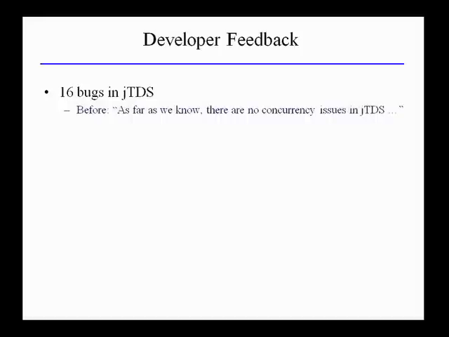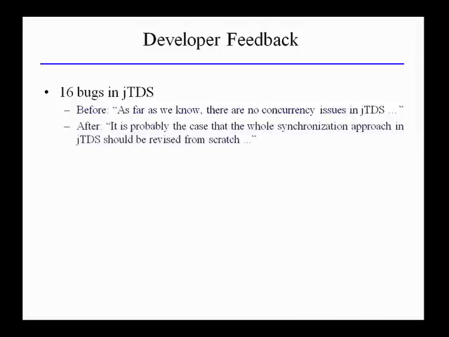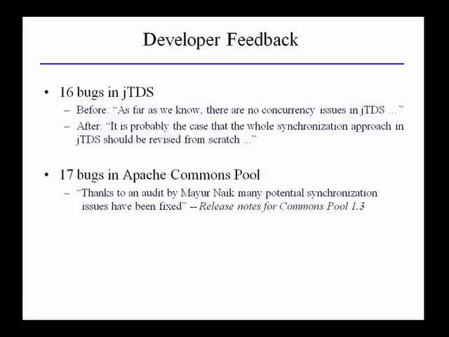Okay. All right, so developer feedback. In JDTS, before we started this, we contacted them, and they said, as far as we know, there are no concurrency issues in this library. And then afterwards, they decided that they would overhaul how they did synchronization because there were 16 bugs, but those were actually fairly painful to fix. They took it as a symptom of a deeper problem with the organization of the whole approach to synchronization in that library.